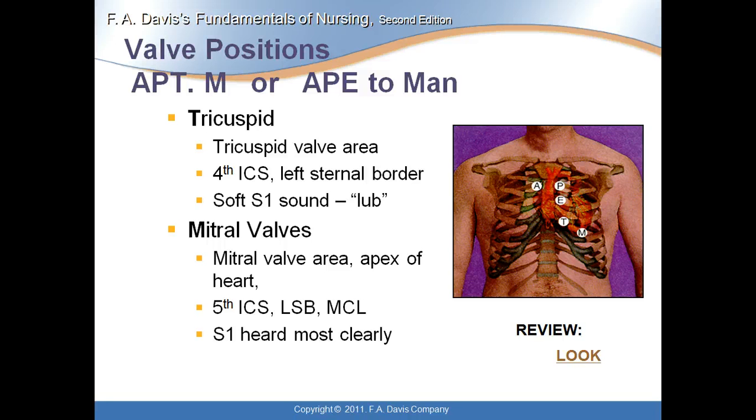Tricuspid valve is the fourth intercostal space, and this is S1, so this is your lub of the lub dub. And the mitral valve is also the same thing. Fifth intercostal space, and this is where you also hear S1, which is the lub. So you've got lub dub, lub dub, lub dub. You're actually hearing S1, S2, S1, S2, S1, S2.